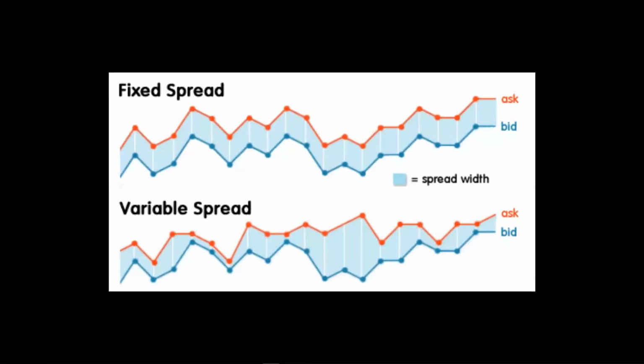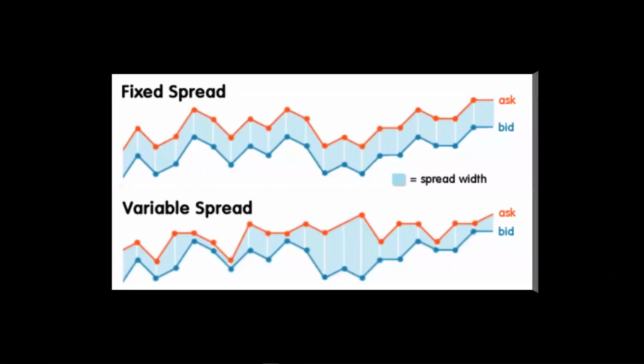So why does the spread change in Forex? The spread in Forex changes when the difference between the buy and sell price of a currency pair changes. This is called a variable spread, the opposite of a fixed spread. When trading Forex, you will always deal with the variable spread.